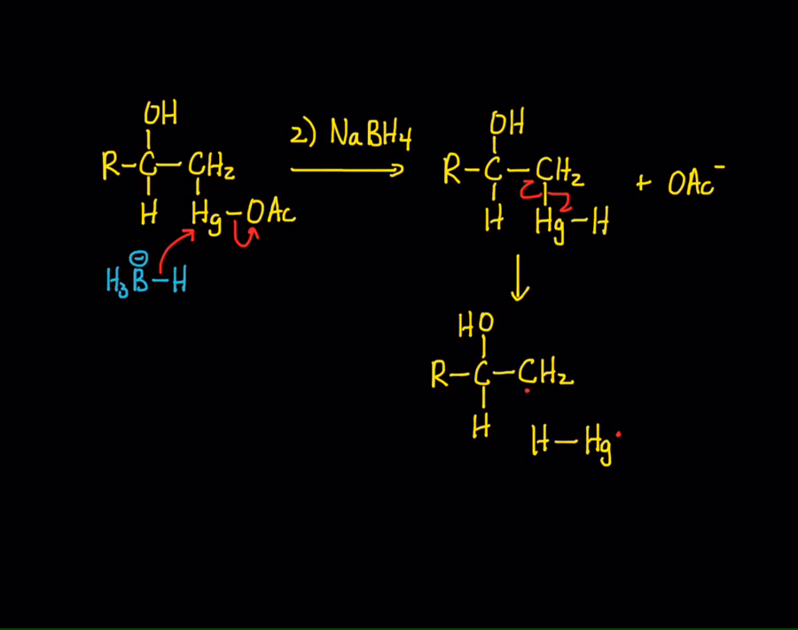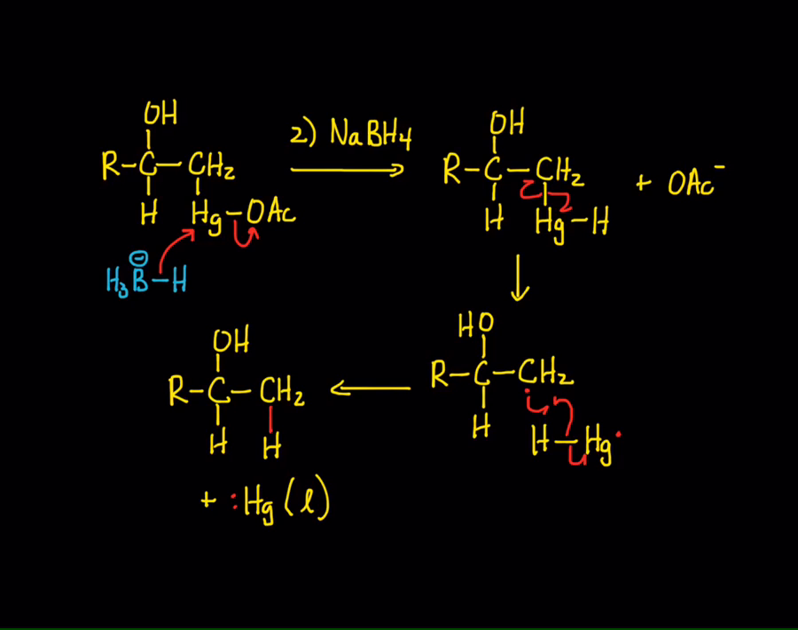But the mercury has a hydride attached to it, and so the carbon alkyl radical will donate its electron, with one electron between that hydrogen-mercury bond. The other electron goes to the mercury. So now I'm going to form a carbon-hydrogen bond, and there's my new carbon-hydrogen bond. And I form mercury. So mercury is a liquid, and I actually end up reducing the mercury in this process.